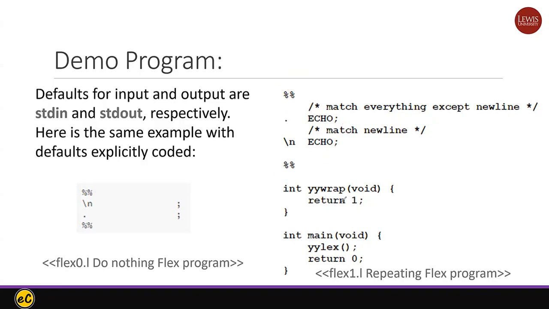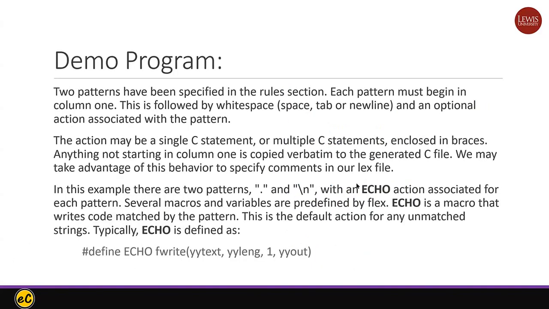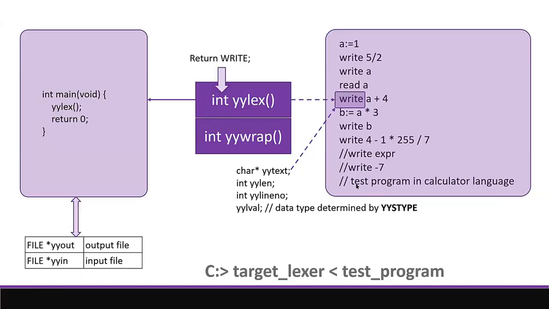And then in your main program, you have YY return 1, and you have yylex. Your program will just run yylex and do nothing else. So that's demo program number 1. Right here, your main program does this, and this one sets up your input file from yyin and output file from yyout.